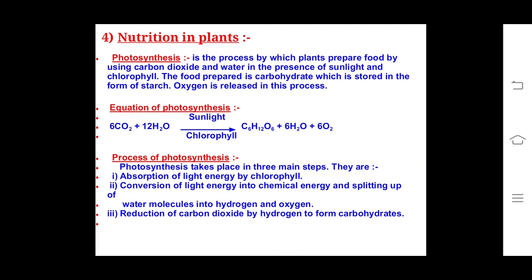So the equation of photosynthesis, which is very important, children, you have to learn. 6CO2, 6 molecules of carbon dioxide, plus 12 molecules of water, in the presence of sunlight and chlorophyll, give rise to the carbohydrate C6H12O6 plus 6H2O plus 6O2. Oxygen is also released during the process of photosynthesis.